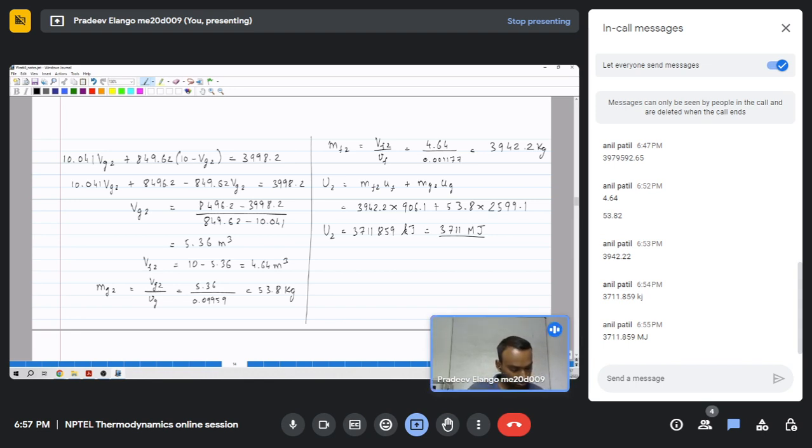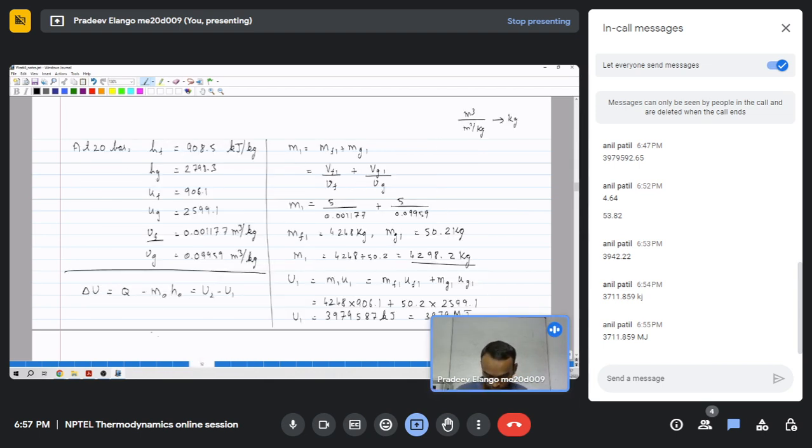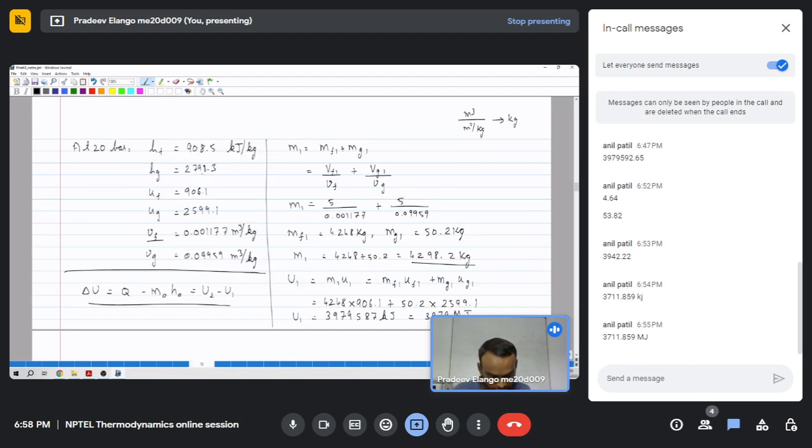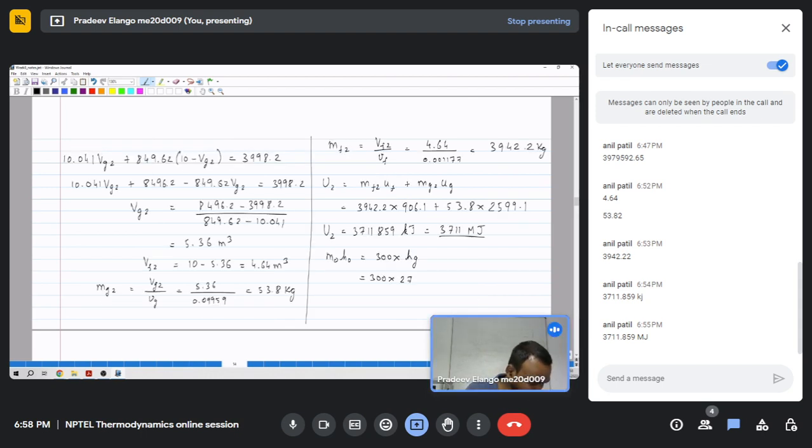Almost a match. So now we need to find, from the steady flow energy equation, Q, and the enthalpy that has gone out is to be found. Now m_o h_o is equal to 300 into Hg, enthalpy of the steam going out, that is 300 into Hg, which we have found out here, 2798.3. So this is 839,490 kilojoules or 839.5 megajoules.